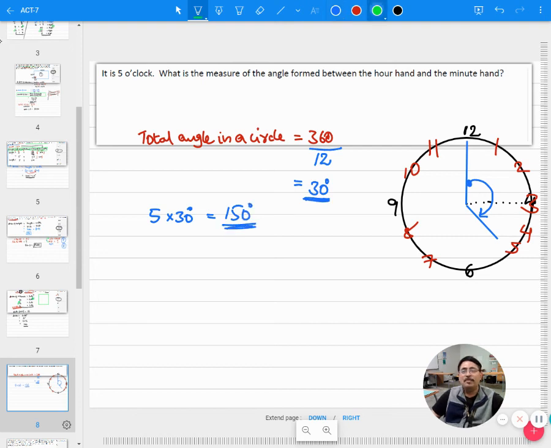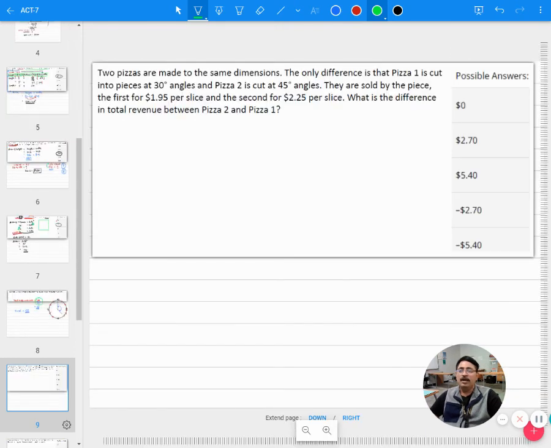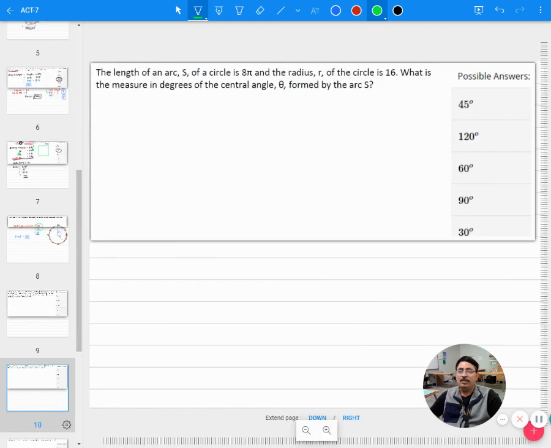Simple. So the tricky part is that the total angle in a circle is 360, which is divided into 12 parts. Therefore, each part represents 30 degrees. Once you get the idea, suppose it is 4 o'clock, that means 4 times 30 degrees. If it is 8 o'clock, it means 8 times 30 degrees, and so on. As simple as that. Okay, so let's go to the next one.